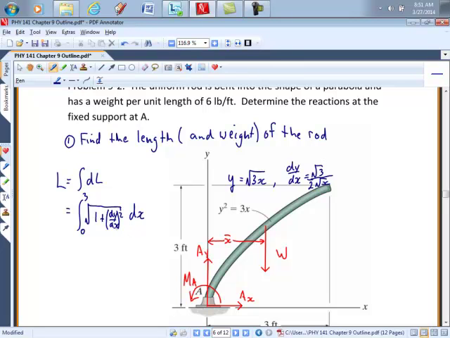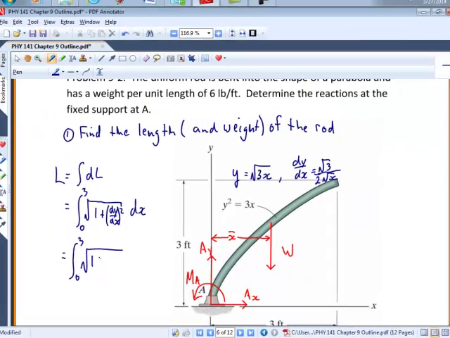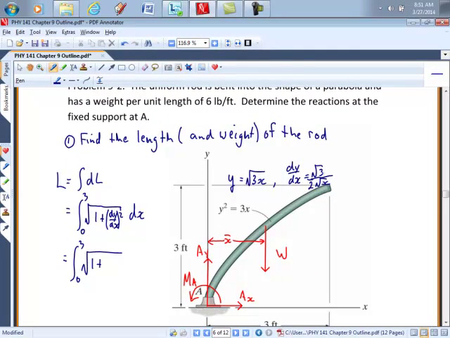So fortunately we square that in this term here. So this would become the integral from 0 to 3 of the square root of 1 plus 3 over 4x, dx.